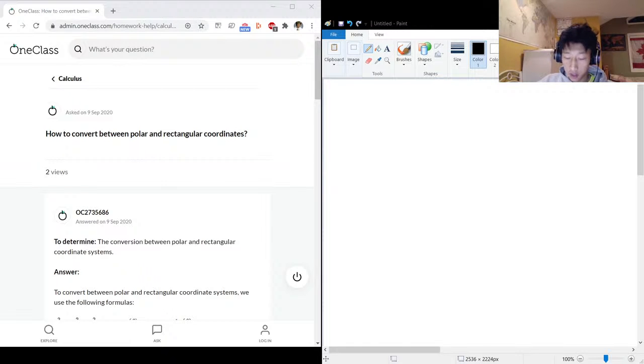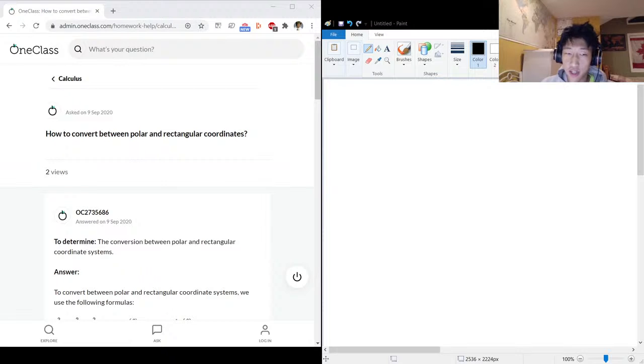Okay, so we have our next question, which says, how do we convert between polar and rectangular coordinates? We do have a moderately easy way to convert between them. But first, let's explain what is the difference between polar and rectangular coordinates.